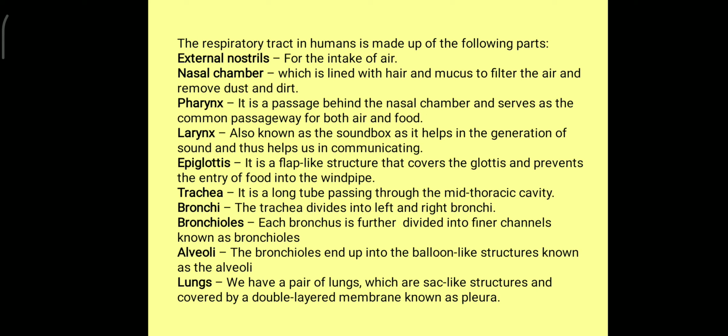Trachea. It is a long tube passing through the mid-thoracic cavity. And a very important marker, the C-shaped cartilaginous ring, we can find in the trachea. The next is the bronchi. The trachea divides into the left and the right bronchi. Bronchioles. Each bronchus is further divided into finer channels known as bronchioles. Alveoli, students, it is a balloon-like structure which we can find in the bronchioles, called alveoli, used for exchange of gases.